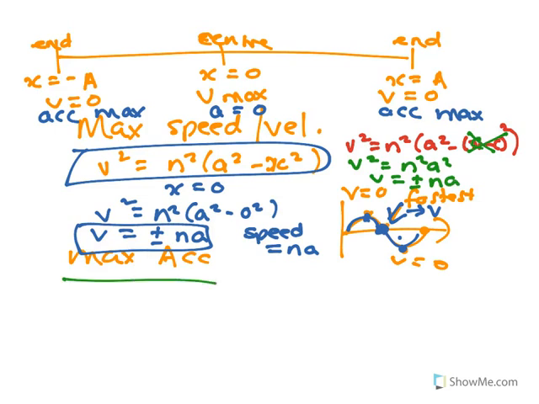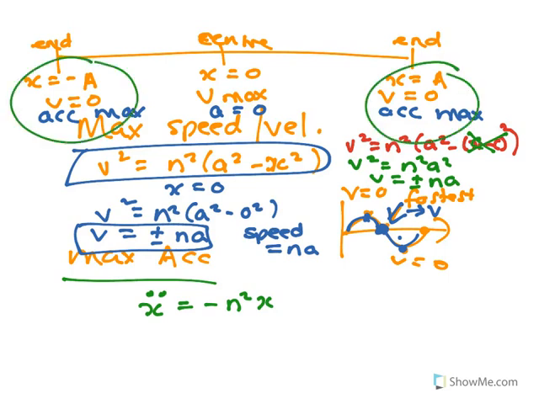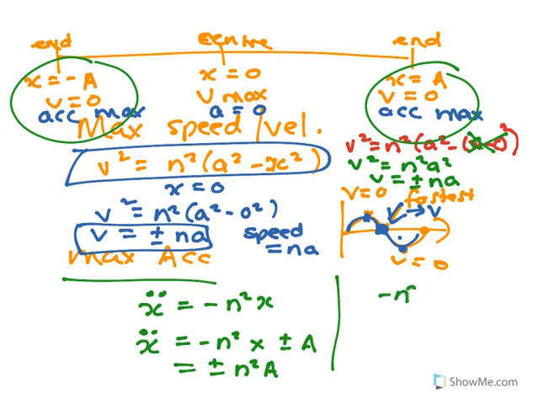If you want your maximum acceleration, so your acceleration is minus n squared x, that is at your endpoints, so it's going to be minus n squared times, and it could be at plus or minus a, so it's just plus or minus n squared a. That is your maximum acceleration. And it's the same even if the centre was at c, it will still be the same maximum acceleration.